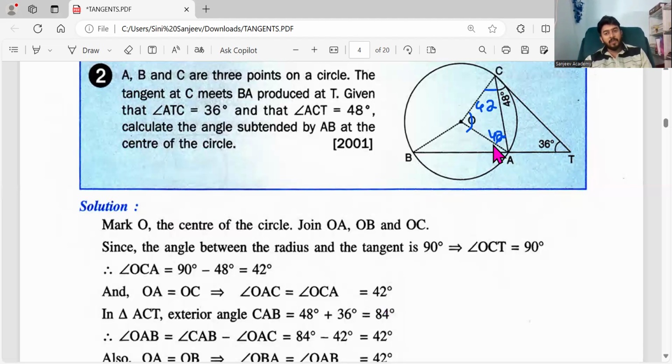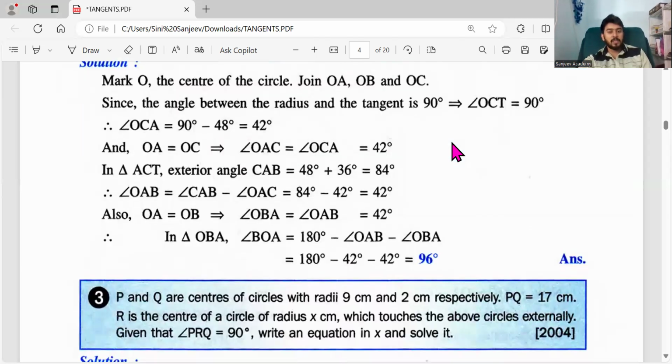So if I'm getting CAB as 84, totally this is 42. So what is my angle OAB? 42 degree. If angle OAB is 42, then what is angle OBA? 42 because radius, right? OB is equal to OA. That's the radius. So simply this also will be 96 degree. Just like how you get it, the same thing. So that's about this.